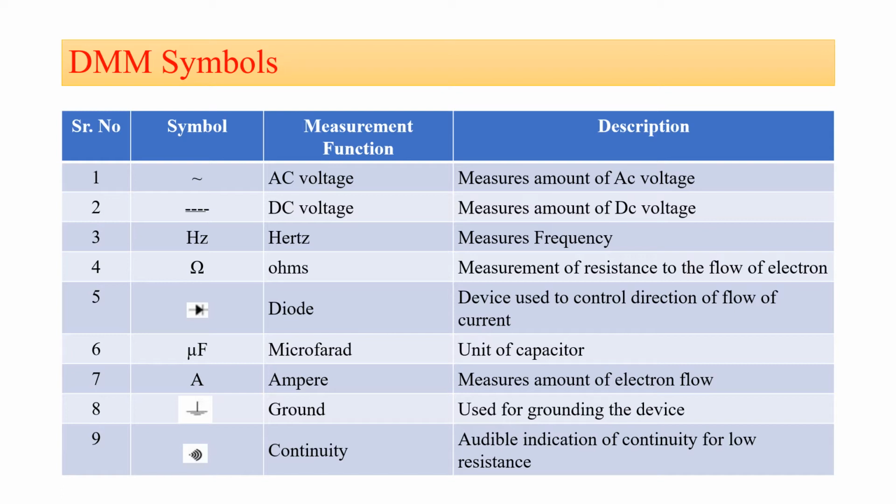Similarly, to measure the current which is in ampere, we can use the symbol, that is capital A. Then next, ground, means for grounding our device we can use the 8th symbol. And the last symbol, that is continuity. If we are going to check the continuity of the circuit, then we should use the 9th symbol, and the continuity indicates an audible indication of continuity for the low resistance.